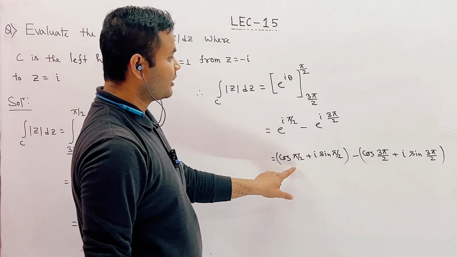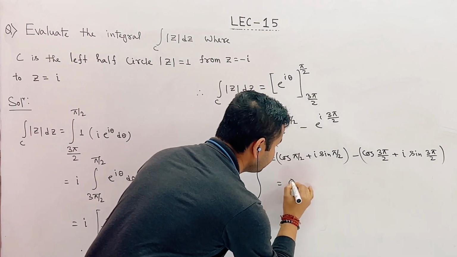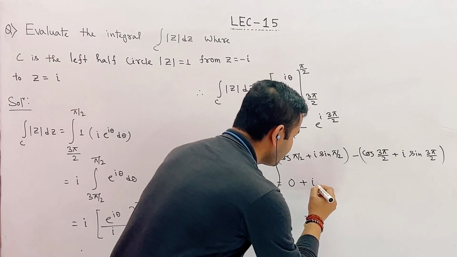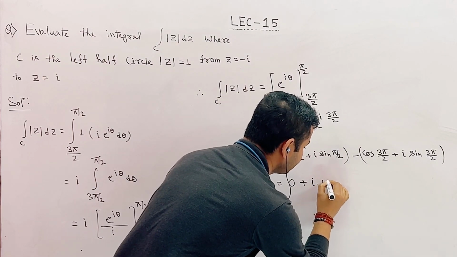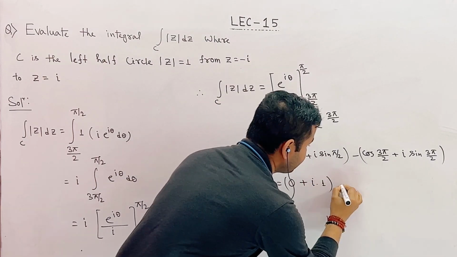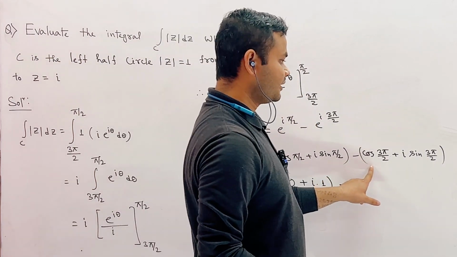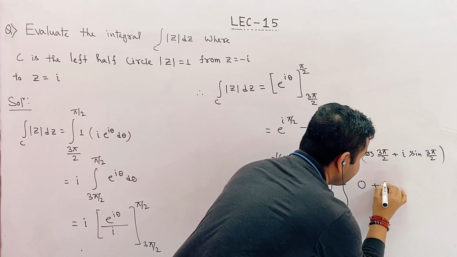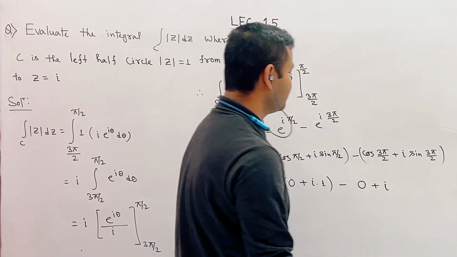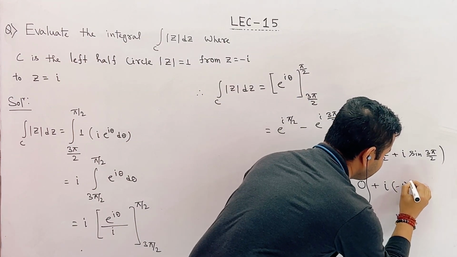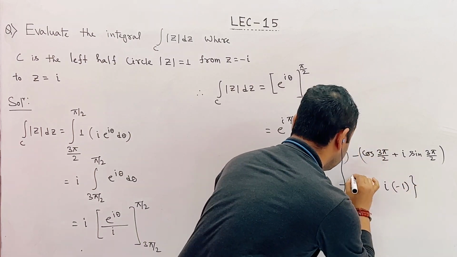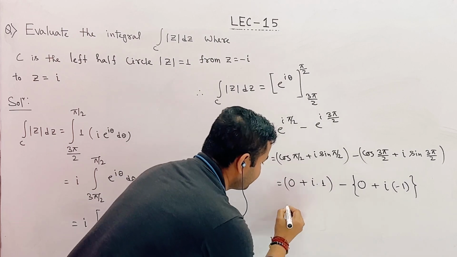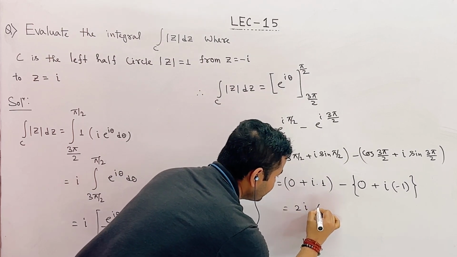We know cos pi by 2 value is 0 plus iota, sin pi by 2 value is 1, minus cos 3 pi by 2 value is 0 plus iota, sin 3 pi by 2 value is minus 1. So, after simplifying, we will get twice iota, which is the answer.